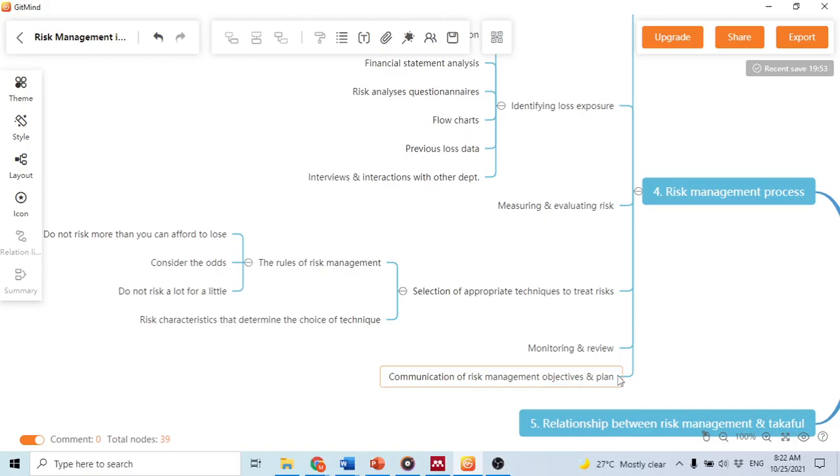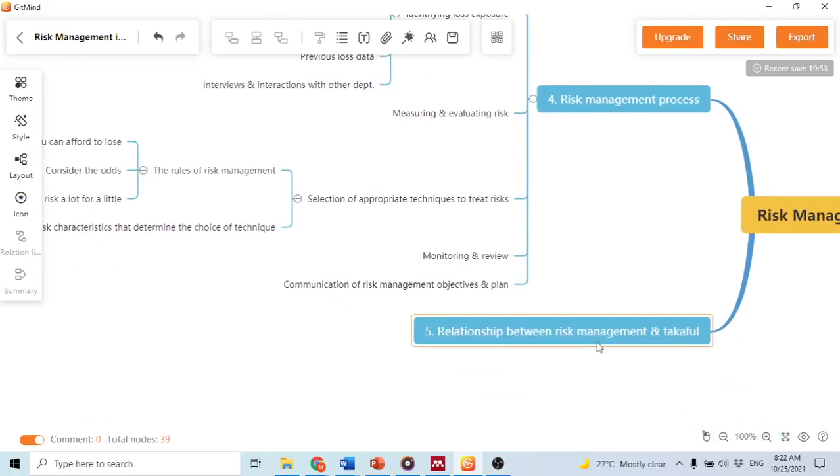So I think that's all for our discussion related to risk management in takaful, and then I will attach in the goals one part on the relationship between risk management and takaful. The topic number 5, this one I will upload in the goals.